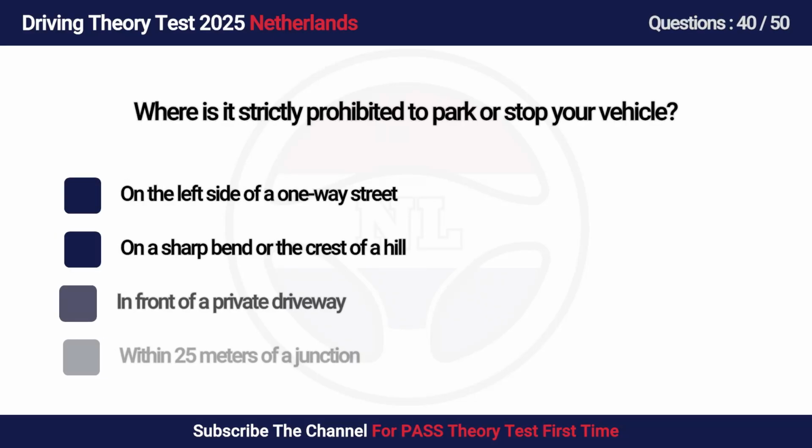Question 40. Where is it strictly prohibited to park or stop your vehicle? A. On the left side of a one-way street. B. On a sharp bend or the crest of a hill. C. In front of a private driveway. D. Within 25 meters of a junction.